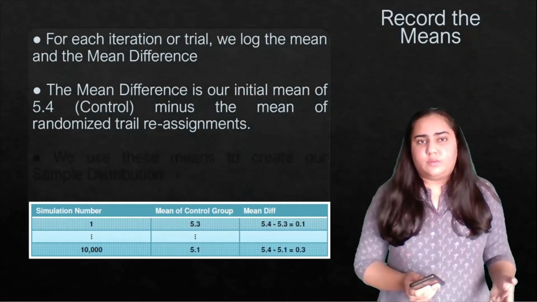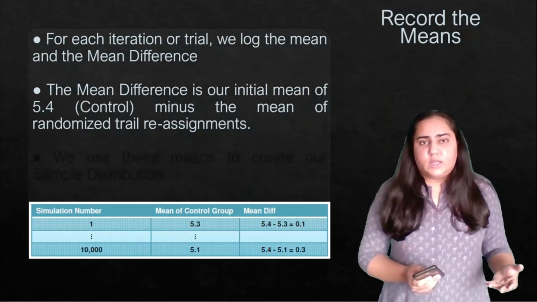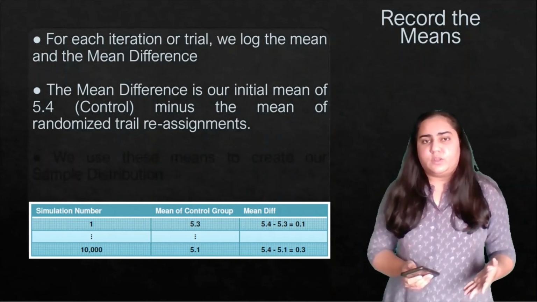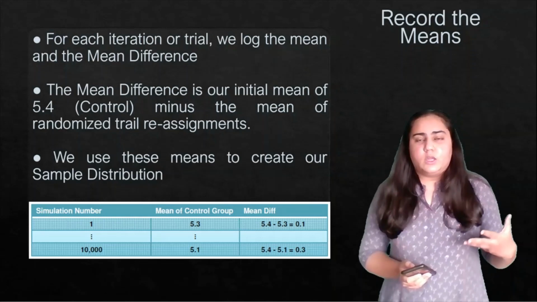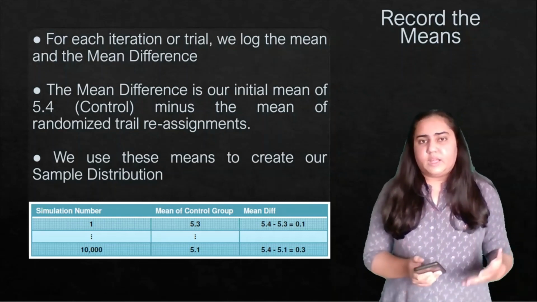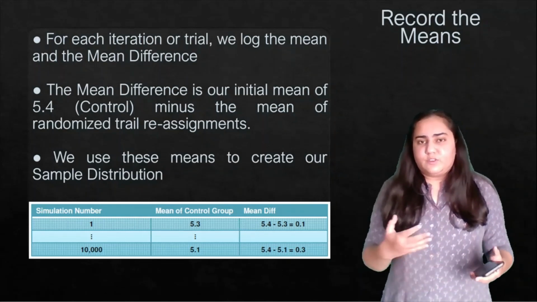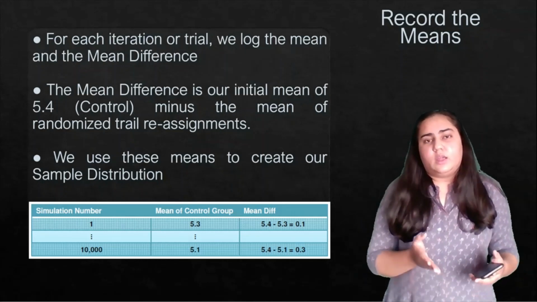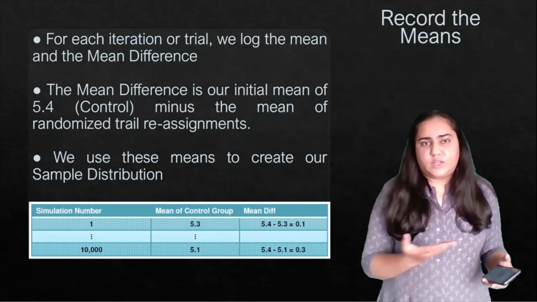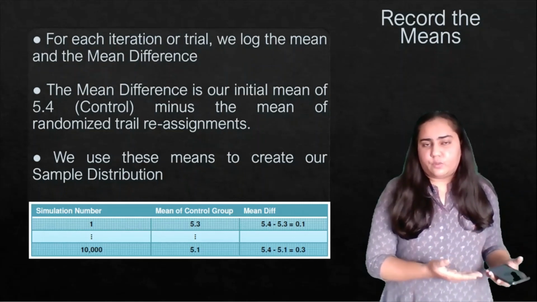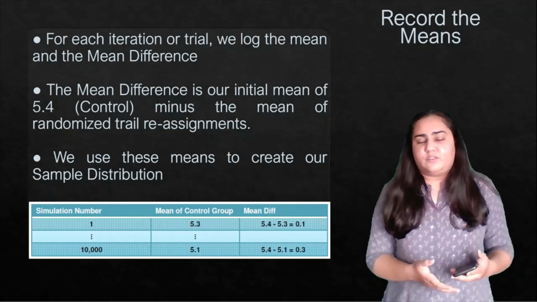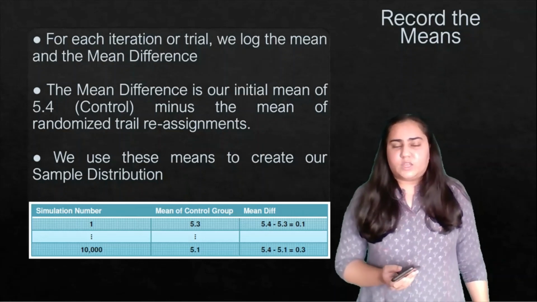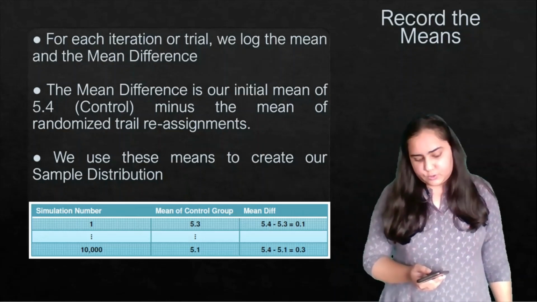We log the mean difference, and the mean difference is our initial mean minus the mean of the randomized trial reassignments. So once we have reassigned all the volunteers, we'll run the experiment again, calculate the mean, and note down the mean difference, which is 5.4, which was the original one, subtract that from these randomized trial means. And this way we create our sampling distribution.